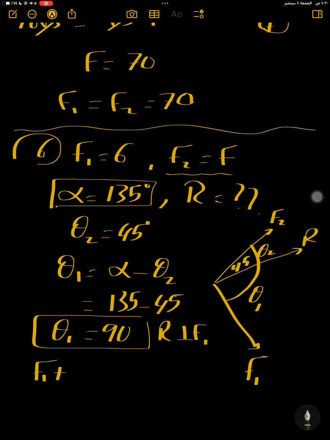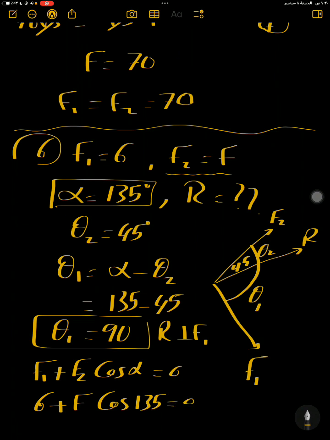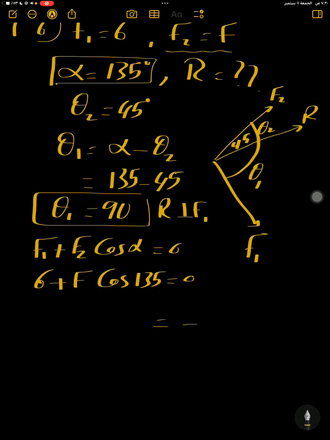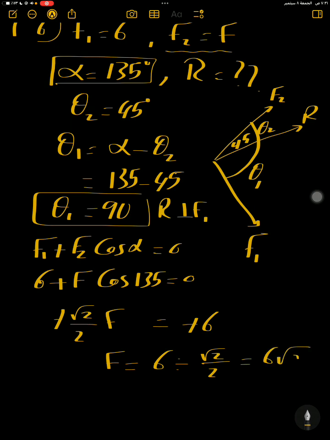If resultant perpendicular to F1, so F1 plus F2 cosine alpha equals 0. F1 is 6, F2 unknown F, cosine alpha 135 equals 0. Move 6 to the other side, it will be negative 6. Cosine 135 equals negative root 2 over 2. Cancel negative with negative, then F equals 6 divided by root 2 over 2, then it will be 6 root 2. F is equal 6 root 2. F2 equals 6 root 2. That is the first required.